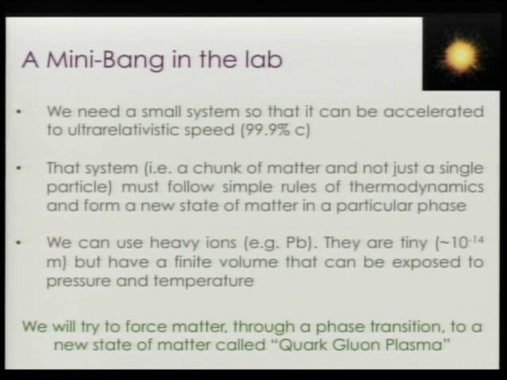So we need a small system that can be accelerated to ultra-relativistic speed. I told you that we want to produce this particle. I cannot take a tennis ball, and another is too large. I have to take something tiny that I can accelerate to very high energies, really close to the speed of light, like 99.9999% of the speed of light. But this system must be large enough in order to have a chunk of matter, not just a single particle.